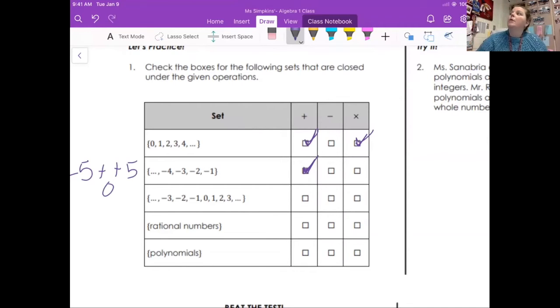What about multiplication? Why not? Negative 3 times negative 3 is positive. Two negatives multiplied together are going to give us a positive.